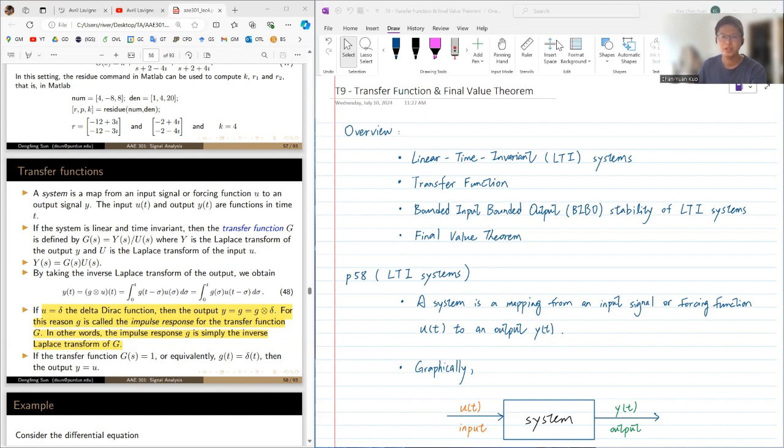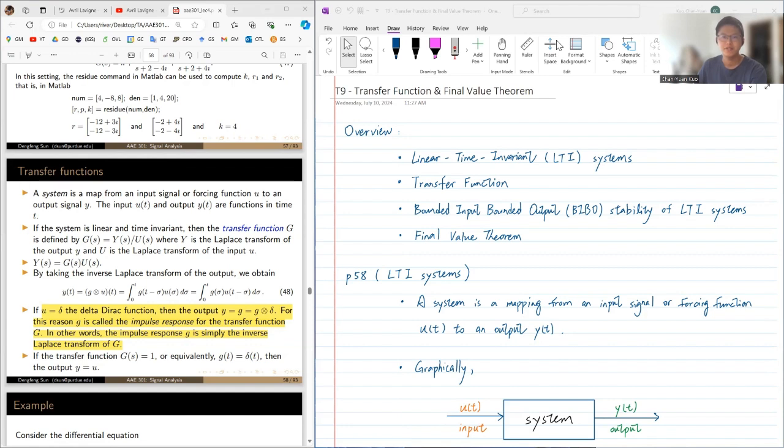Next, we will delve into the transfer function of an LTI system. The transfer function of an LTI system provides valuable insights into the system behavior, such as the bounded input and bounded output stability, or BIBO stability of the system.